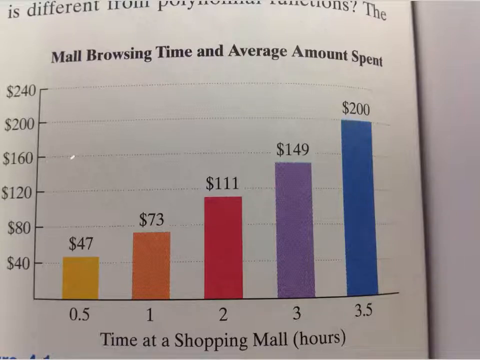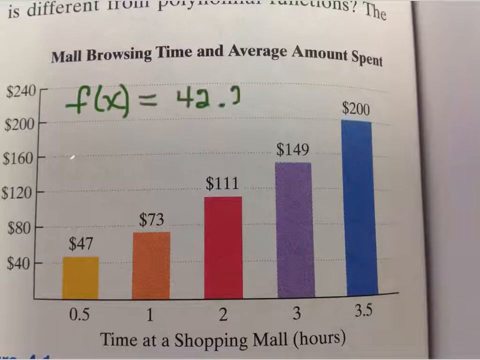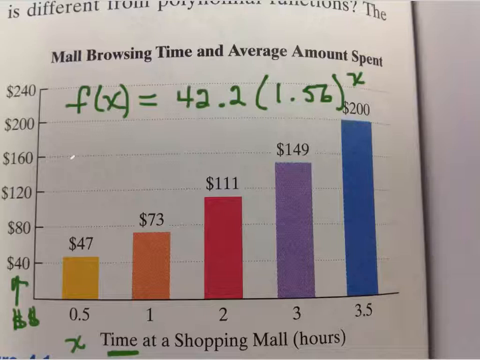We know that anybody who works in a mall or who owns a business in a mall wants you to be in the mall for as long as you can, because the longer you're there, the more you spend. But it's not a linear function, it's an exponential function. So what we have here is a function, and this function is 42.2 times the constant 1.56 raised to the x power, where x is the time in hours that you spend at the mall, and f of x is the amount of dollars that you spend.